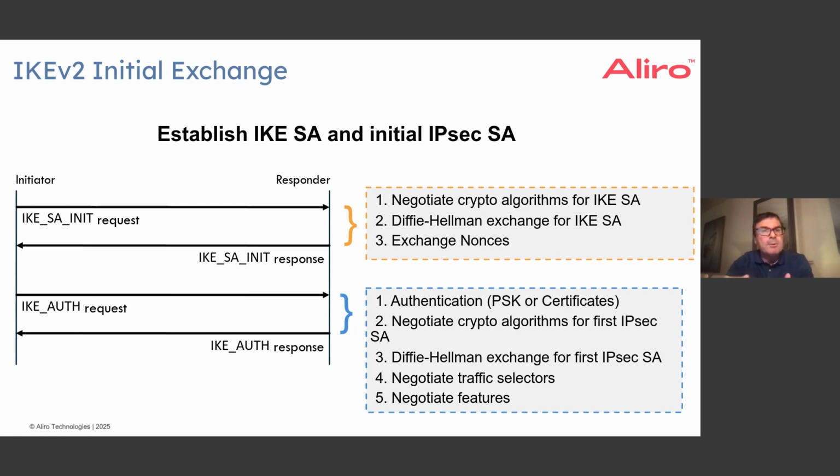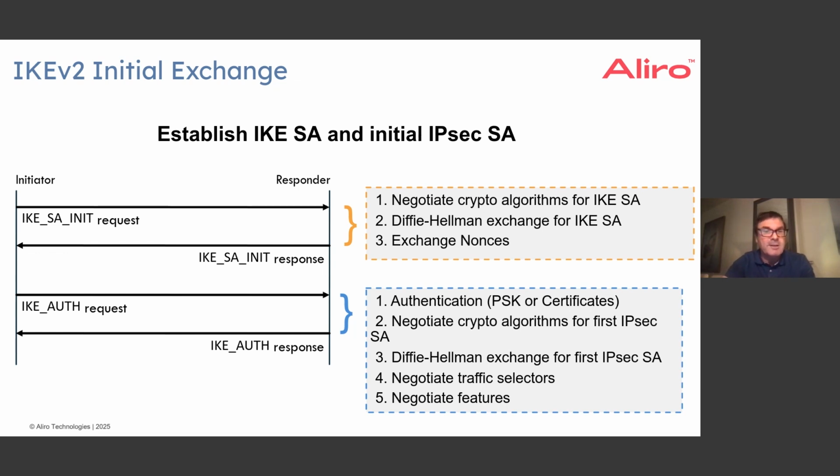The IKEv2 protocol always begins with an initial exchange. The initial exchange usually consists of an IKE SA-init exchange, shown at the top here, followed by an IKE auth exchange, shown at the bottom here, for a total of 4 messages. The purpose of an IKE SA-init exchange is to negotiate the crypto algorithms, to do a Diffie-Hellman exchange to establish the session keys, and to exchange nonces. And all of this is for the initial IKE security association.